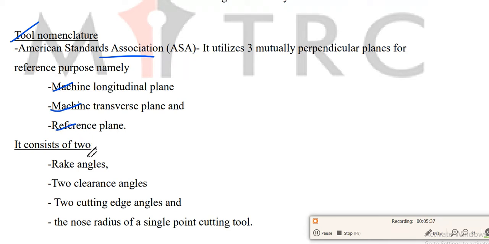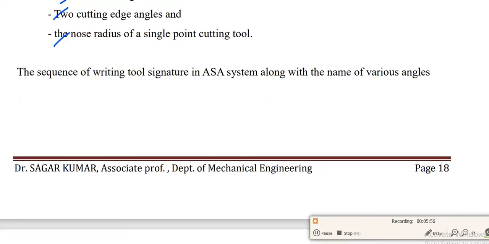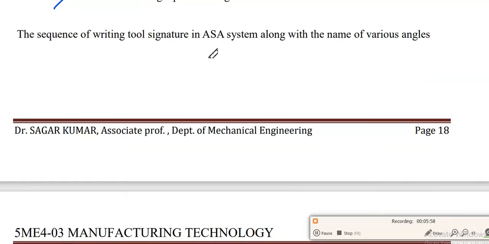And it consists of two rake angles, two clearance angles, two cutting edge angles, and the nose radius of a single point cutting tool. So these are the tool nomenclature for the ASA system that consists of three mutually perpendicular planes for the reference purpose. Now further, the sequence of writing tool signature in the ASA system. How could we write the tool signature in the ASA system?